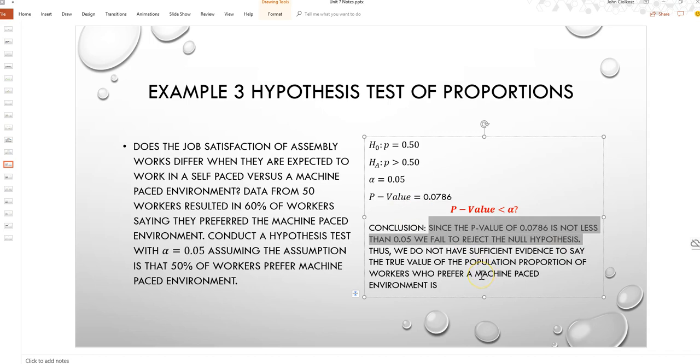Sentence one, since the p-value is not less than alpha, we fail to reject the null hypothesis. So we either reject or fail to reject. The next one, so procedurally here, since we failed to reject, we want to put that in words. Thus, we do not have sufficient evidence to say the true value of the population proportion. So that's kind of cookie cutter, right? I would change this word to mean if we were dealing with means, right? And then we're talking about context. So of workers who prefer a machine-paced environment is, and at this point we're going to restate that alternate. So is greater than 0.50.